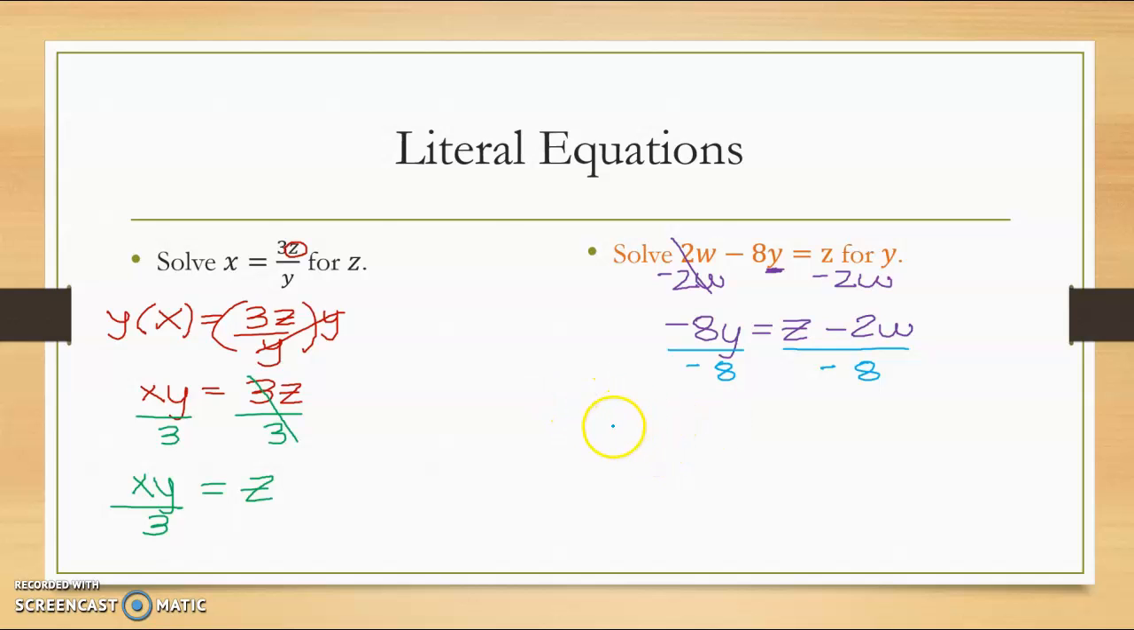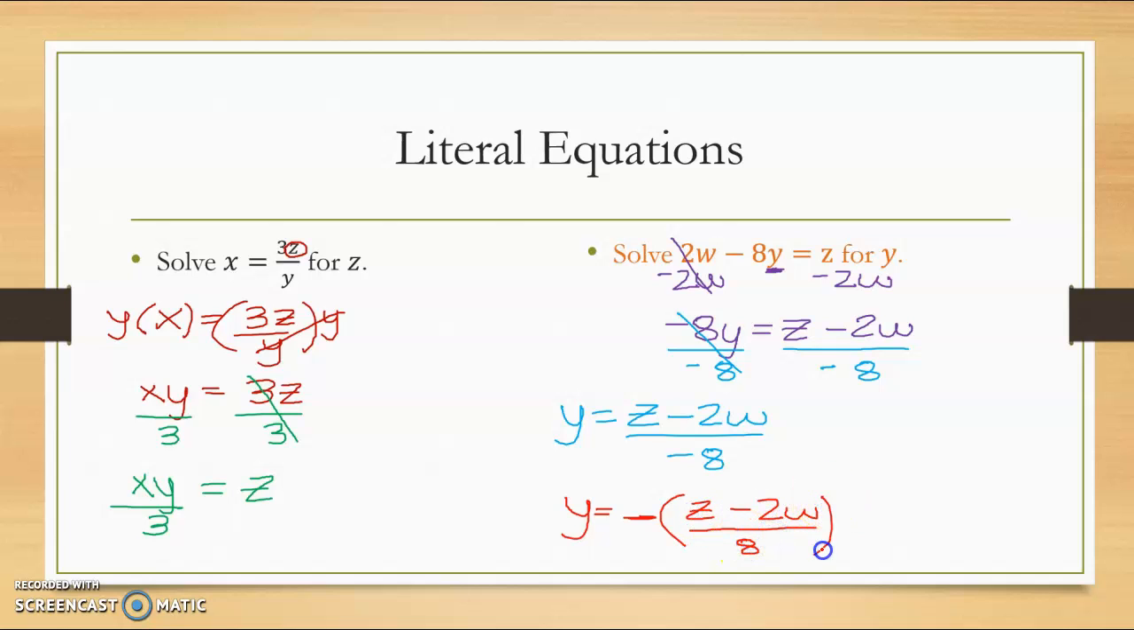So a couple of different ways that we can write this here. Negative 8 divided by negative 8 is just 1. So one way we can just say y equals and write it exactly as we see it: z minus 2w divided by negative 8. Sometimes, though, we like to have the negative out front. So another way that we could write this answer that would be equivalent is y equals, and we're going to put that negative out front, and then parentheses, z minus 2w all divided by 8. And the parentheses there just kind of help keep things straight so that we don't lose that negative sign.